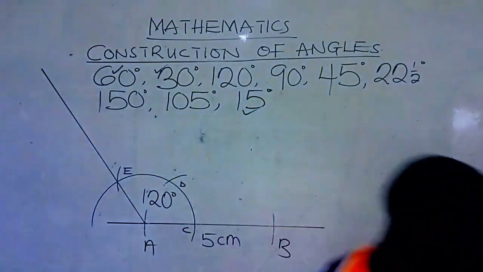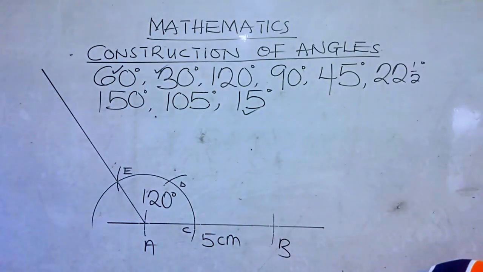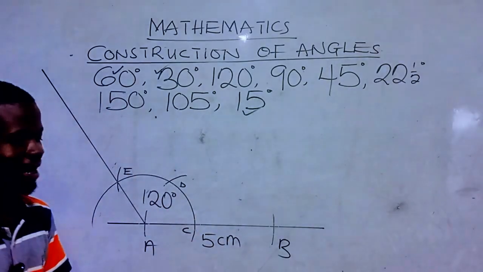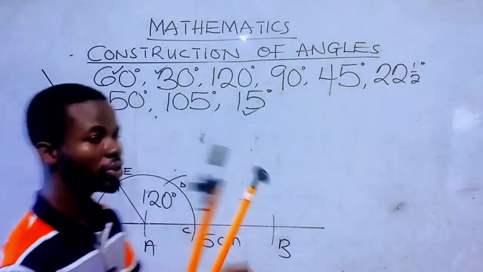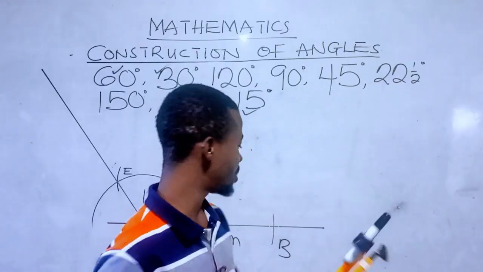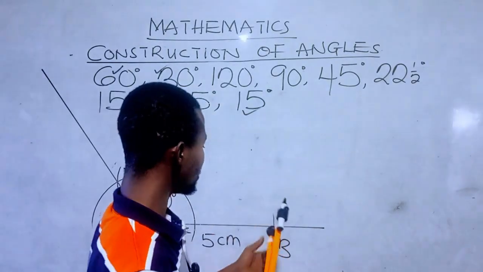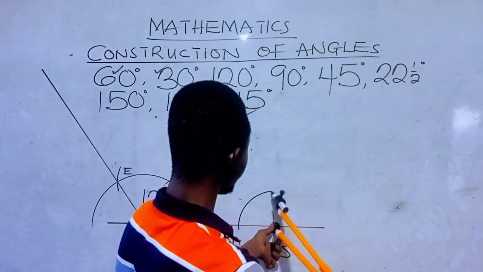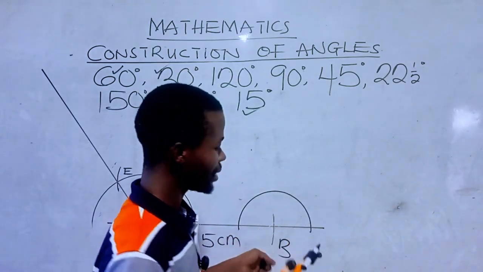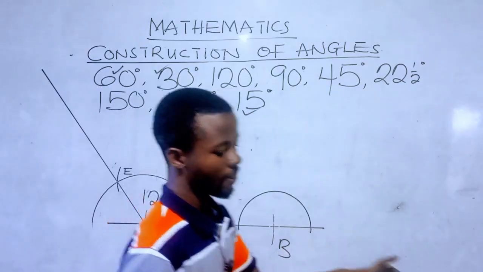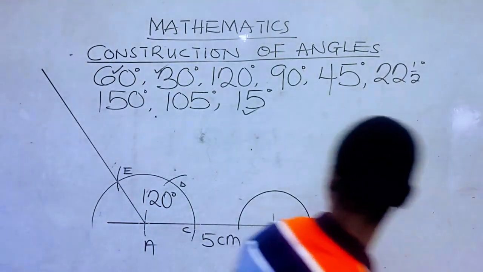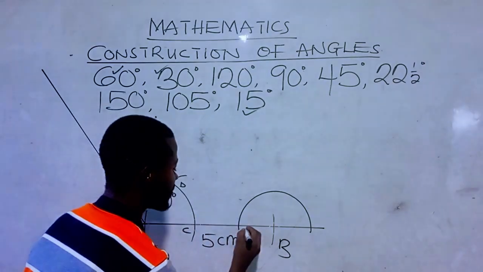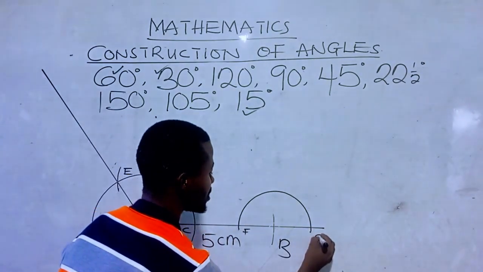Let me do the same thing at B. You can also be asked to construct an angle of 120 degrees at B. So you open to a reasonable radius, you stand at B, then you make a semicircle. So this semicircle like this. Now let me say this place is F and here is G.